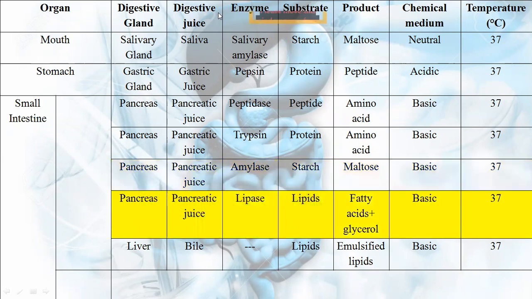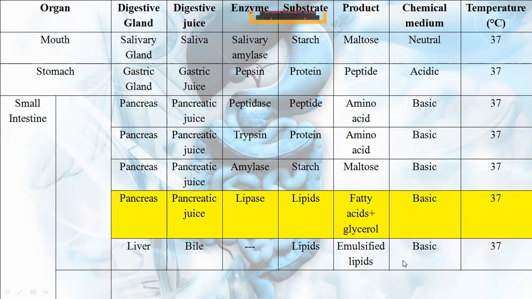While moving on, the pancreas secretes a juice called pancreatic juice that contains an enzyme called lipase. Lipase, as its name indicates, works on lipids. Lipase works on lipids to give fatty acids and glycerol. The medium is basic, where the pH is greater than 7 and the temperature is 37 degrees Celsius.